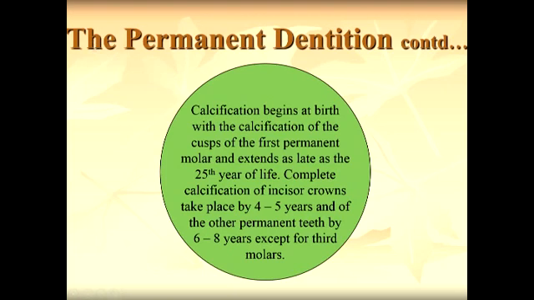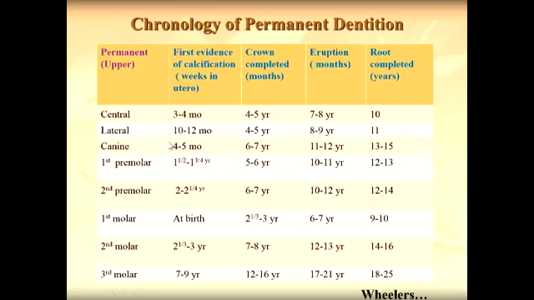The permanent dentition. Calcification begins at birth with the calcification of the cusps of the first permanent molar and extends as late as 25 years of life. Complete calcification of the incisor crowns takes place by 4 to 5 years, and of the other permanent teeth by 6 to 8 years, except for the third molar.